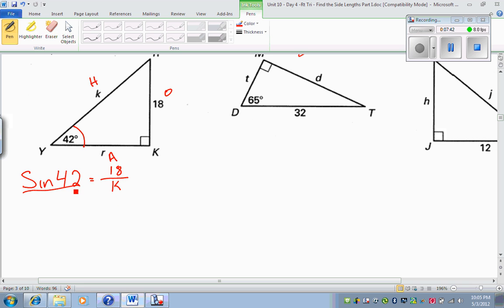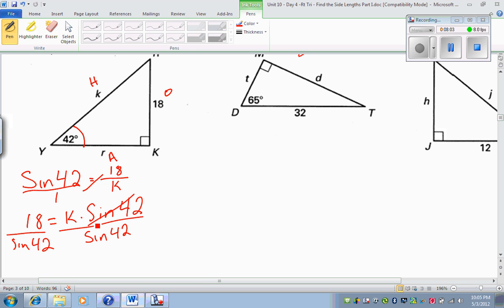I will cross multiply again. So 18 times 1 is 18, equal to k times sine 42 degrees. But I still want k by itself, so I have to divide both sides by sine 42. Divide this side by sine 42, and I get k equal to, now what you're going to put in your calculator is 18 divided by sine 42, and you should end up with 26.90.